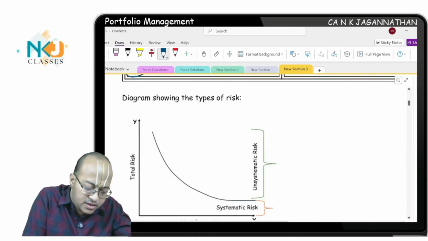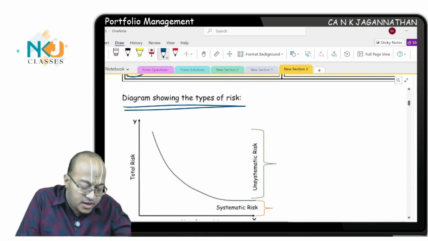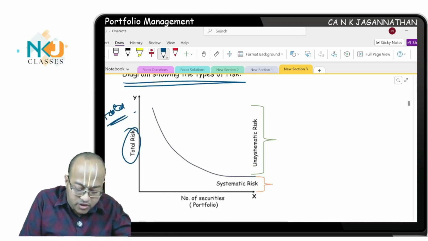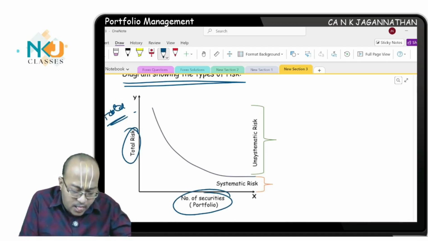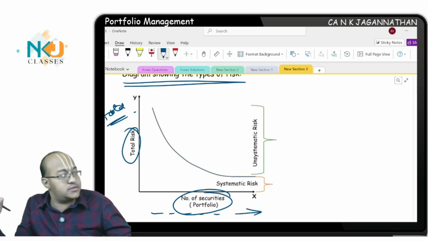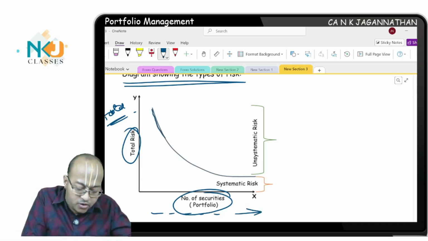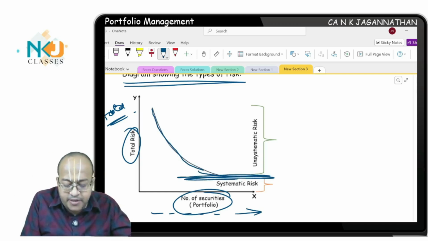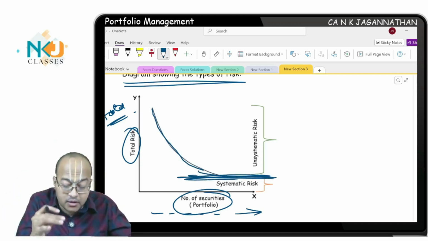See here, the diagram showing types of risk. On the left side, the y-axis is the total risk, and the x-axis is the number of securities. As you keep adding securities on the right side, the risk keeps falling. But at some point it becomes stagnant and will never be reduced further.